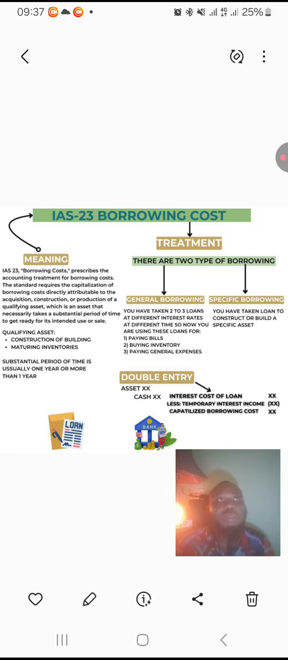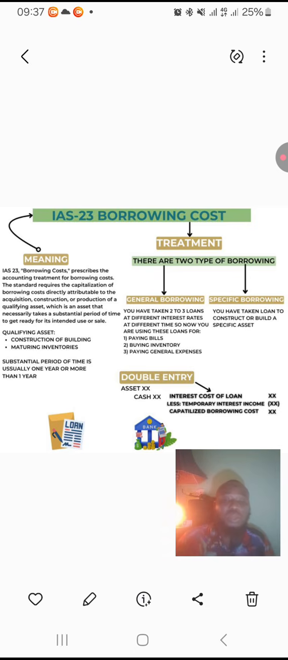So what do I mean by capitalized and expensed? When we're talking about capitalization, we're talking about including the cost of borrowing in the initial cost of the asset. That is the cost by which we acquire the asset, and other costs, such as the interest on the borrowed funds, we add to the initial cost of that asset. We do that simply by capitalizing.